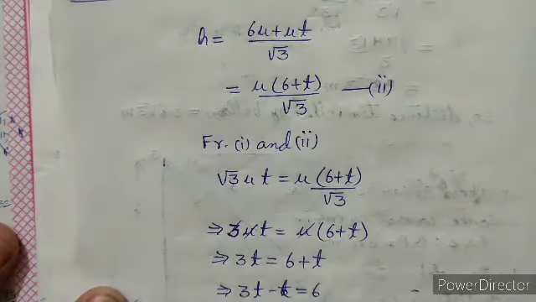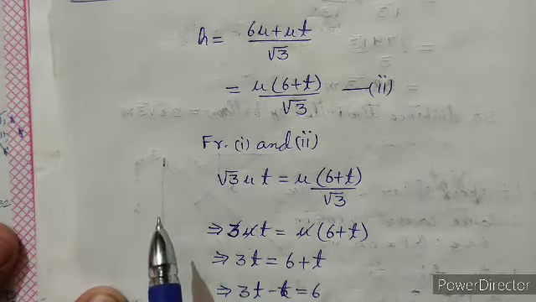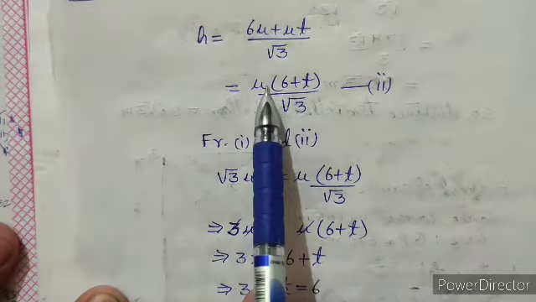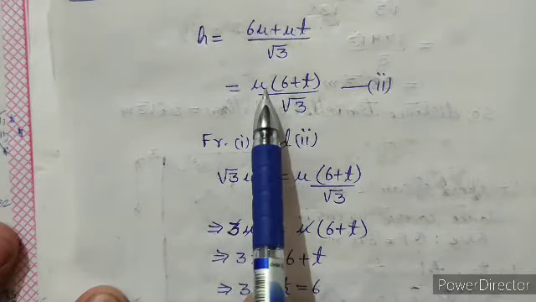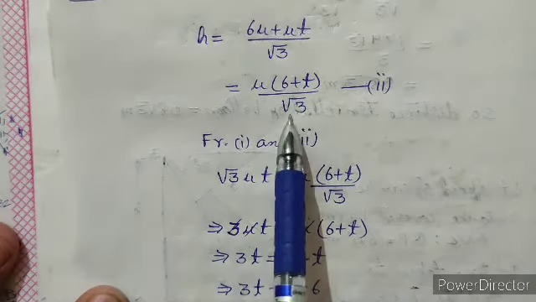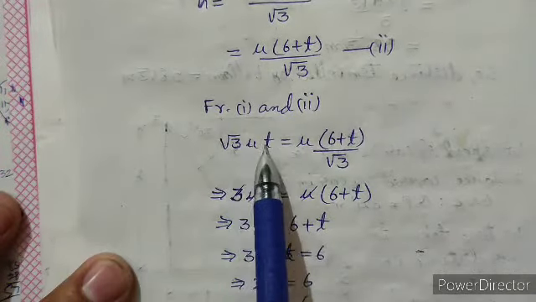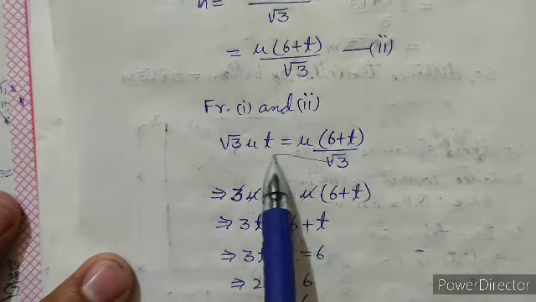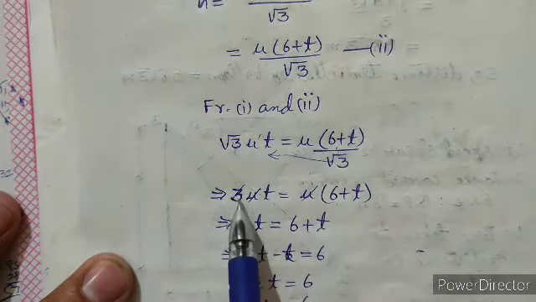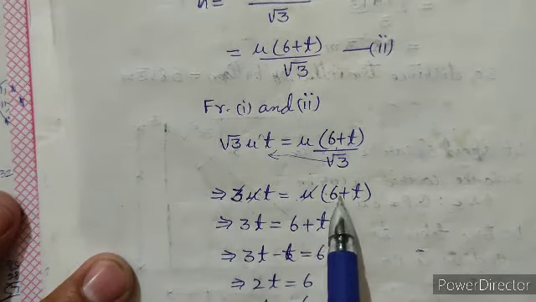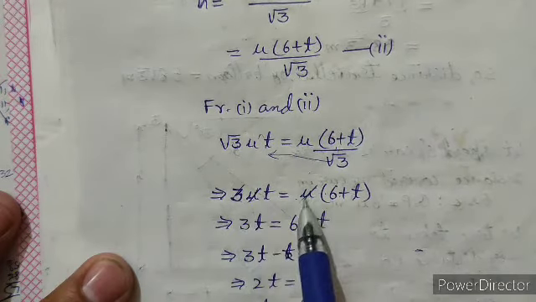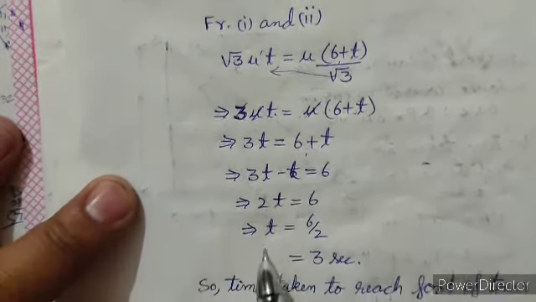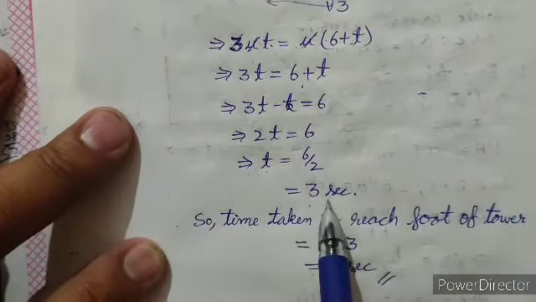Now from equation first and second, in equation first we are getting the value of h as root 3 ut, and in equation second the value of h is equal to u into 6 plus t upon root 3. So we can say that root 3 ut will be equal to u into 6 plus t upon root 3, or on multiplying both sides by root 3 we will get 3ut equal to u into 6 plus t. Here u will cancel out from both the sides, and that will give us 3t equal to 6 plus t, which on solving will give us the value of t as 3 seconds.